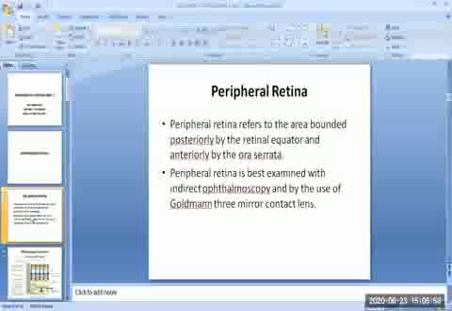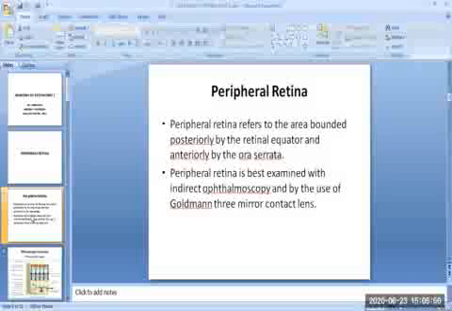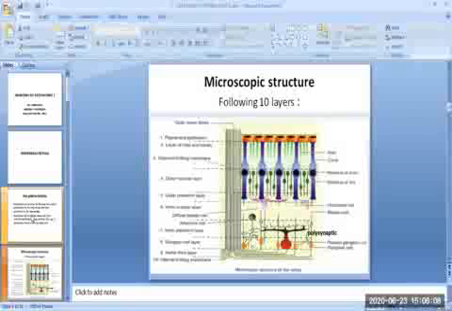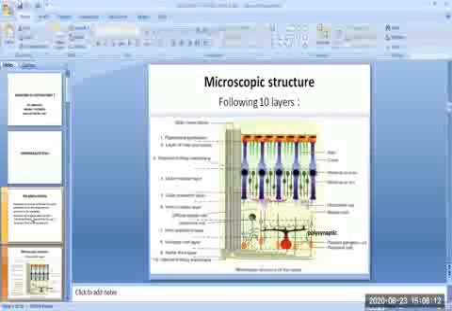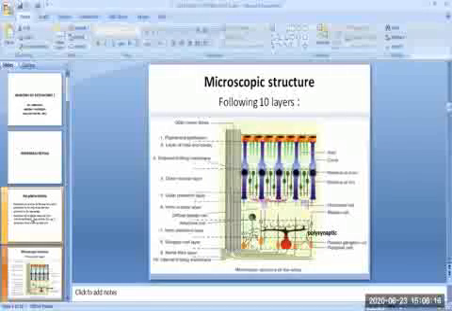Where the retina ends. Here, the retina is firmly attached both to the vitreous and the choroid. The pars plana extends from the ora serrata. Then the microscopic structure. The retina consists of three types of cells and the synapses arranged in the following 10 layers.